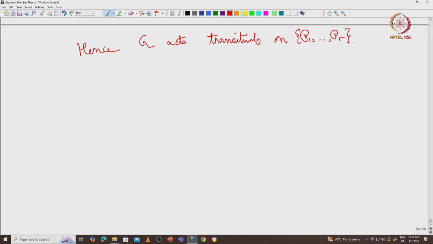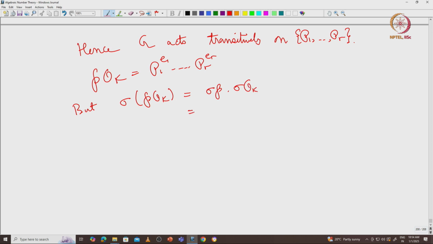So this was the first part of the theorem. Now if you take P OK, this is P1 to the e1 and so on up to Pr to the er. But sigma of P OK is the same as sigma of P times sigma of OK, and they are both invariant under sigma. So this is P times OK. Hence e1 and so on are all equal, and I call them e.